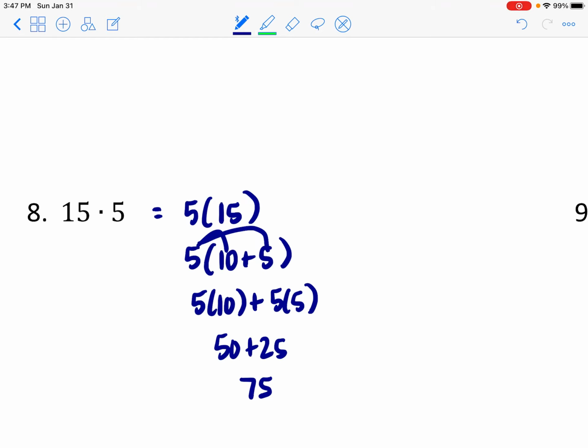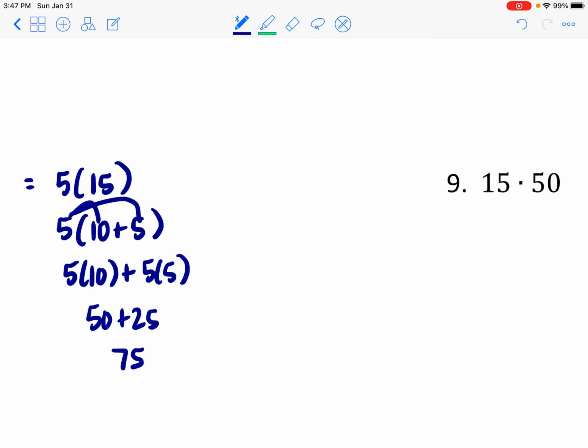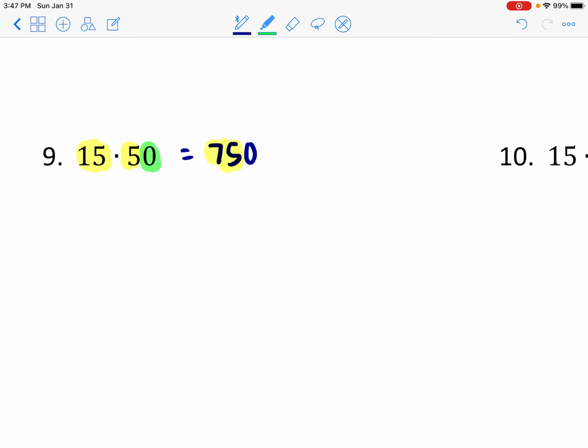Okay? So first product, not so bad, 75. Now here, when we go to multiply 15 times 50, we really could look at the 15 times 5 again. 15 times 5, which we just said was 75. And then because there's a 0 here, we'll just tack on the 0. So 750. And let's keep that.